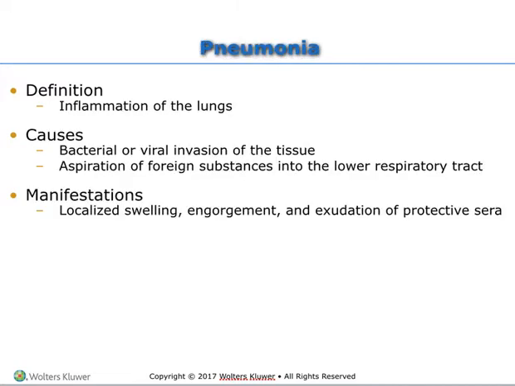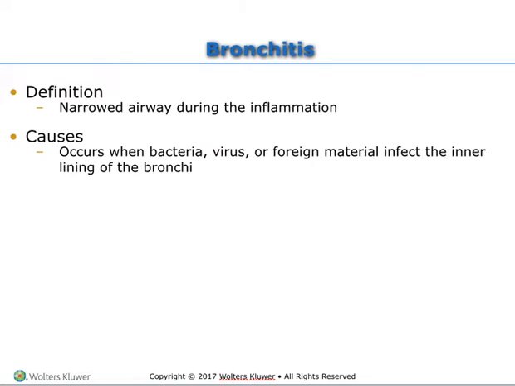From there, we've got pneumonia. Pneumonia is the inflammation of the lungs. It can be bacterial, viral, or aspiration related. You're going to have swelling. The blood vessels are going to become engorged, and there's going to be exudate. That's like pus in a nutshell. Then we've got bronchitis. Bronchitis is in the bronchi, so narrowed airway. That can be bacterial, viral, or a foreign body affecting the bronchi.